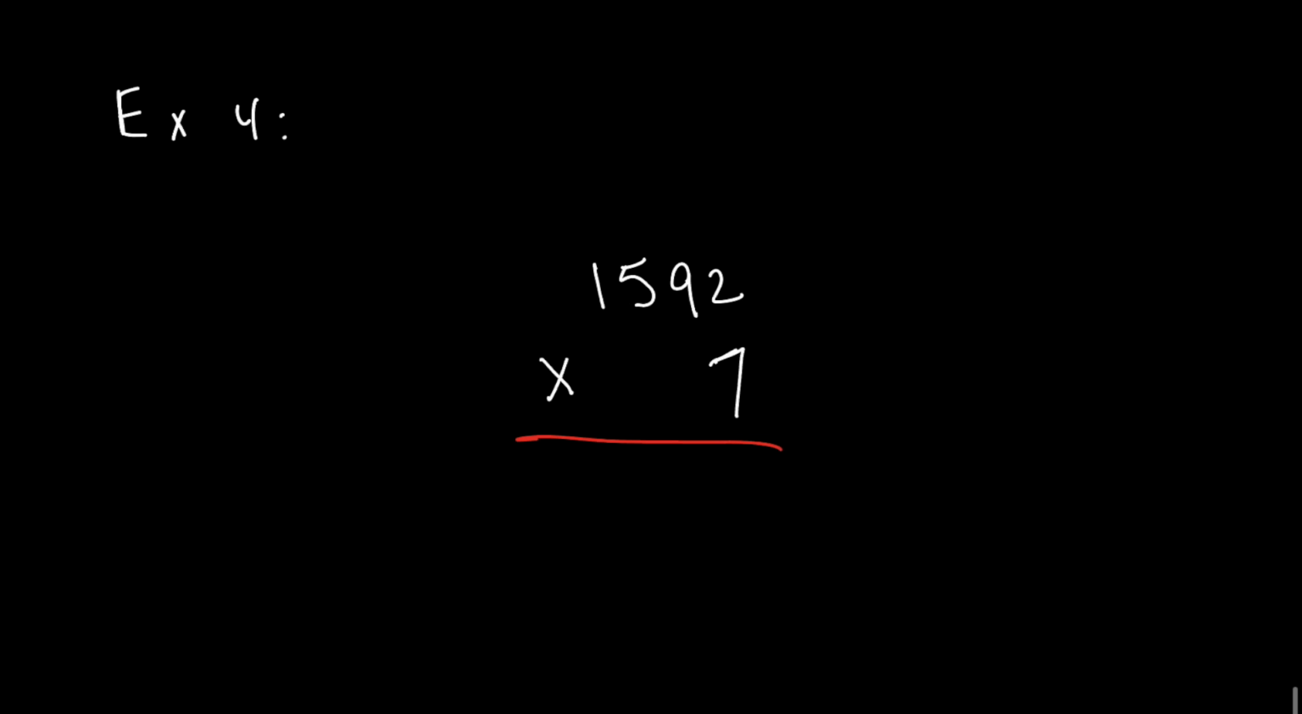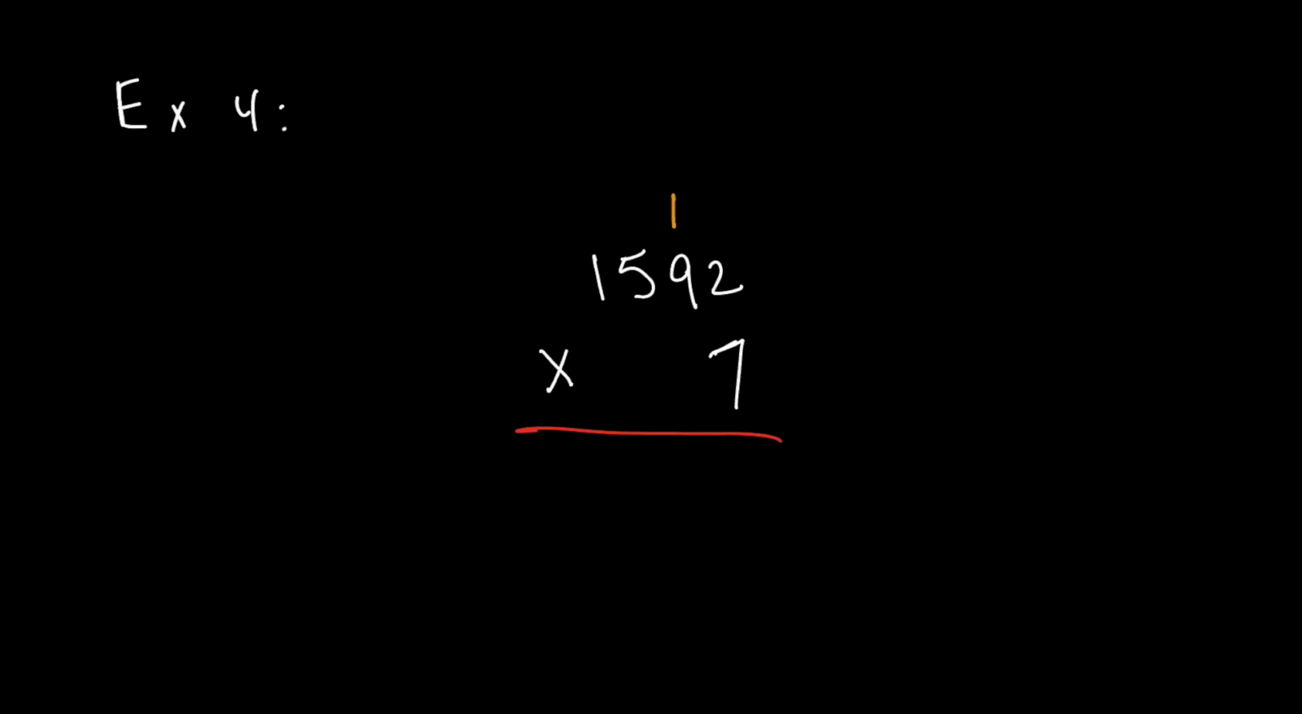Here's the next question. Here we have 1,592 times 7. This one is more complicated. We will continue to work right to left. We will multiply 2 times 7. 2 times 7 will give us 14, and we will carry the 1 of that 2-digit number and place it on the top of the 9, and we will leave the 4 here.